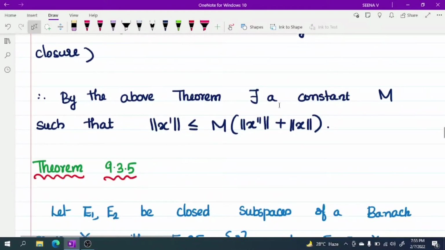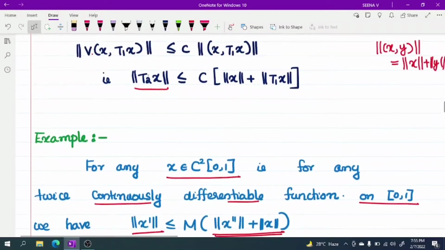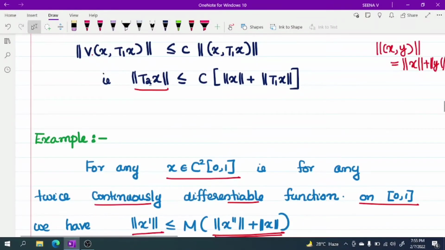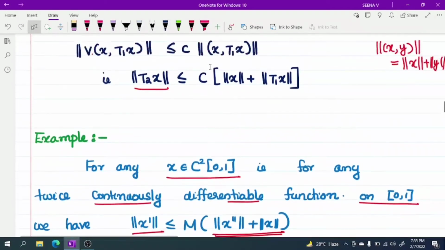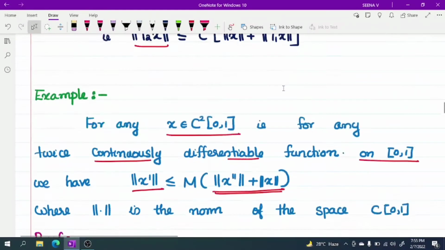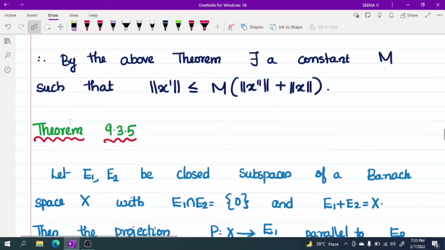Therefore, by the above theorem, there exists a constant m such that the norm of T2x, that is the first derivative, the norm of x', is less than or equal to m times the norm of x plus the norm of T1x, that is the second derivative. Okay, hope it is clear.